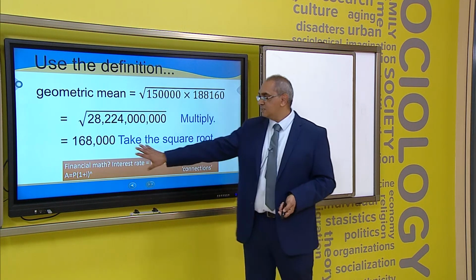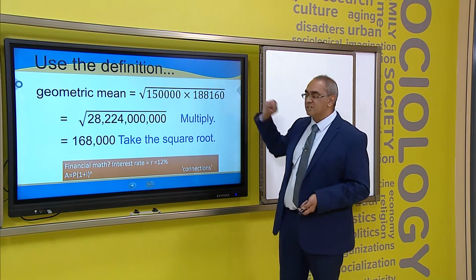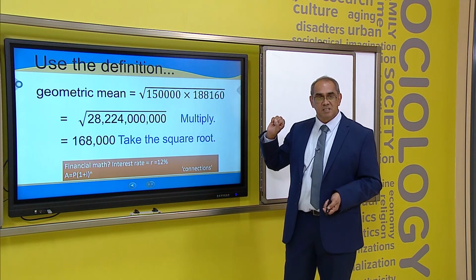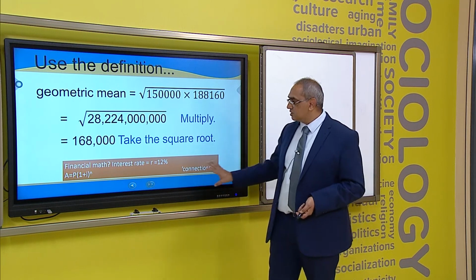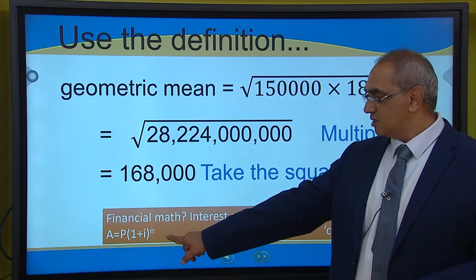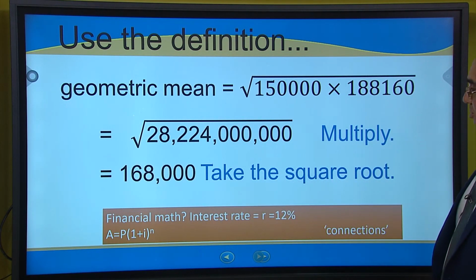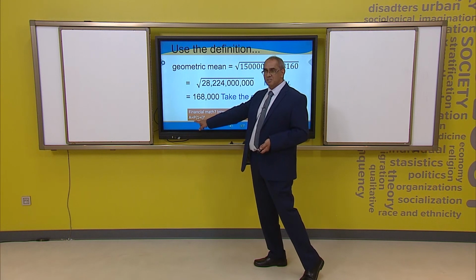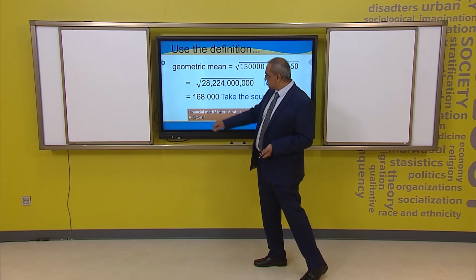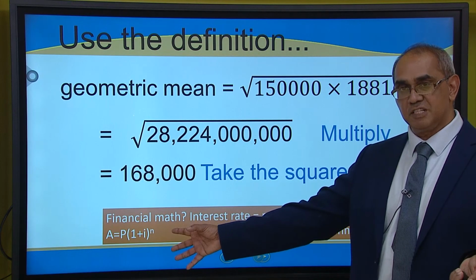After 1 year, it is 168,000. After 2 years, it's 188,000. Now, I could have done this using financial maths. And this formula should look familiar to you guys: A equals P(1 + i)^n. So this is the accumulated amount, P is the principal amount, i is the interest rate, and n is so many years. So you learn that in financial maths.